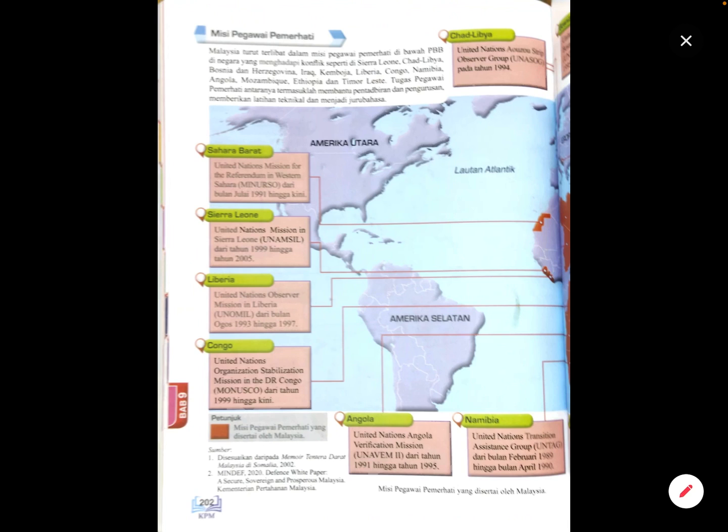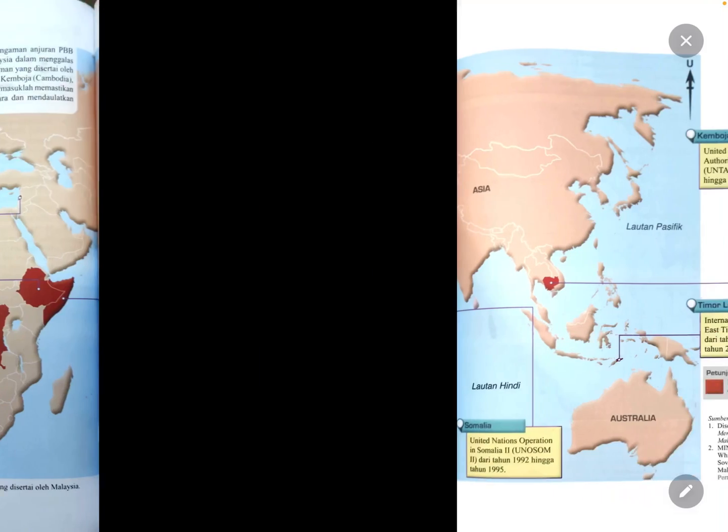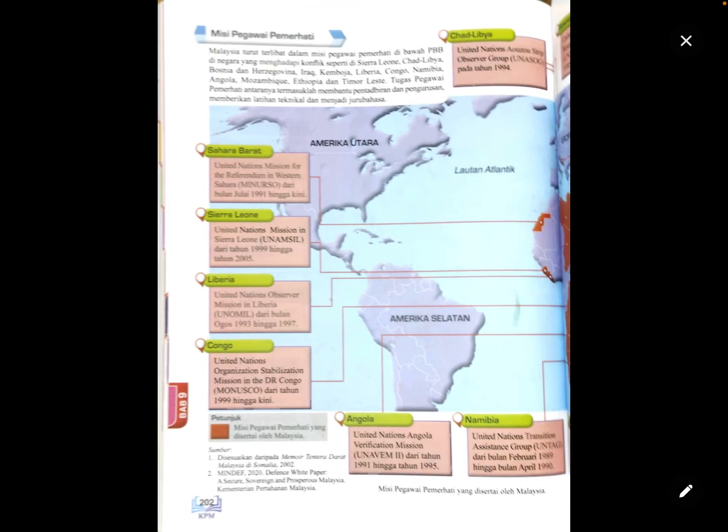Next is Pegawai Pemerhati or observer. So we are like observing conflicts. So for example, we will be observing Bosnia and Herzegovina's issue. And the difference between observing and being part of the peace missions is, peace mission is more like involved in making sure that nothing goes wrong in the country, while observing is more like helping countries develop, as you can say it lah. Membantu pentadbiran dan pengurusan, memberikan latihan teknikal, and menjadi juru bahasa.